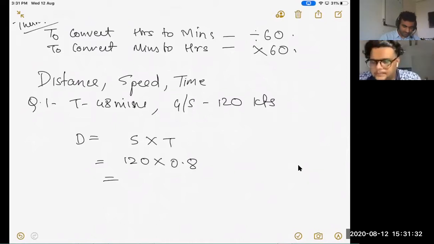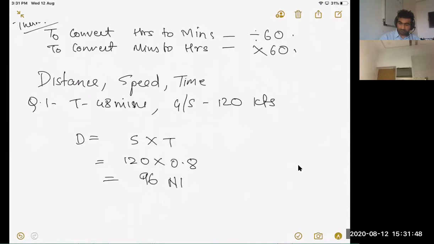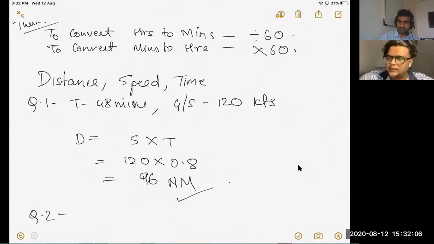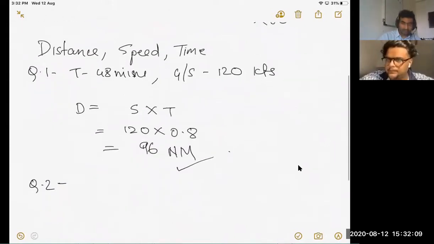Can you get it? Is it possible? One minute, I'll get it. It is already there. Yes, sir. Good. 96 nautical miles. Your answer is correct. Even my answer is correct. I think it matches. Do question number two.